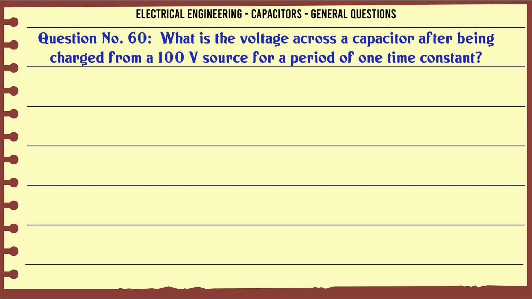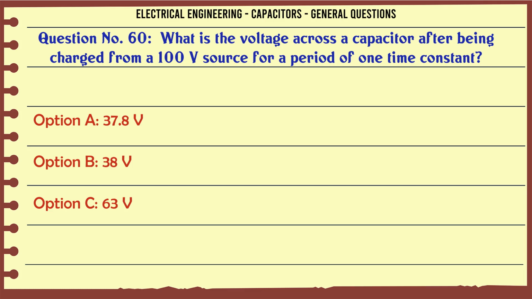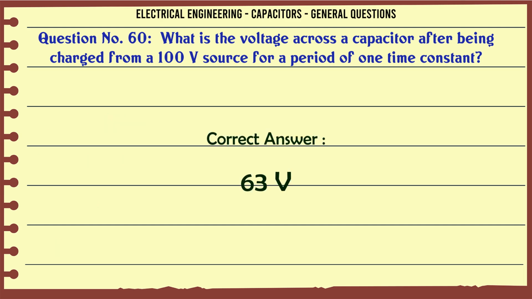What is the voltage across a capacitor after being charged from a 100 V source for a period of one time constant? A. 37.8 V, B. 38 V, C. 63 V, D. 101 V. The correct answer is 63 V.